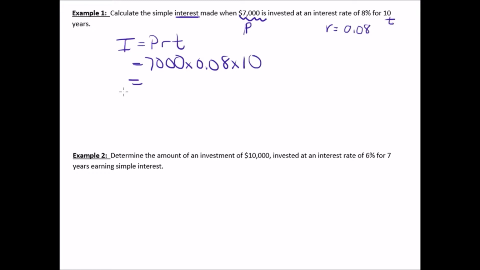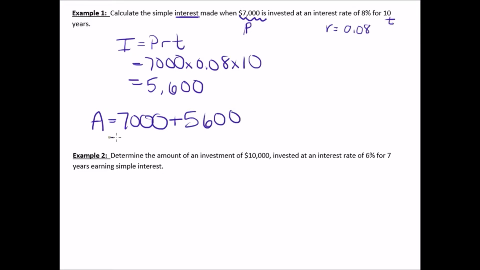I get $5,600. So that's the amount of interest. And remember, if we want the total amount, which this doesn't ask for, we can just add the original amount, which is 7,000, plus 5,600 of interest, and that will be 12,600. So at the end of 10 years, they'll have a total of 12,600. But that's just from the original plus the interest. But it doesn't ask for that.